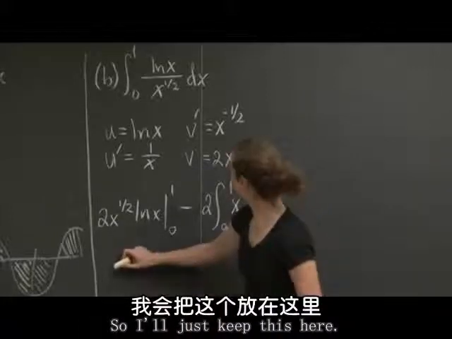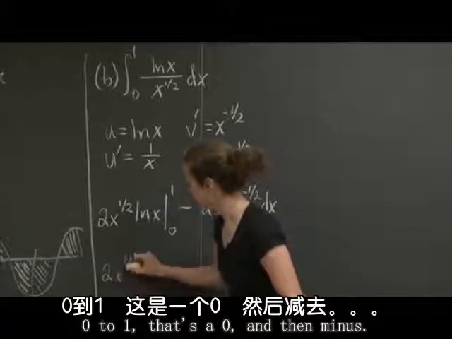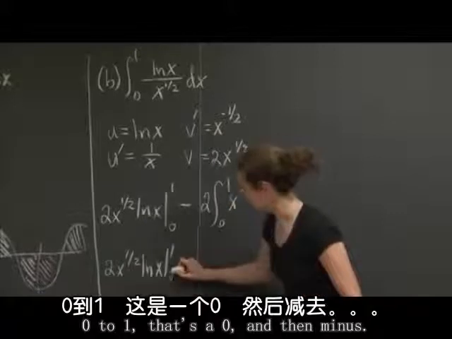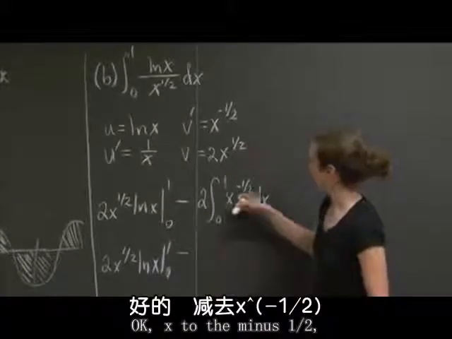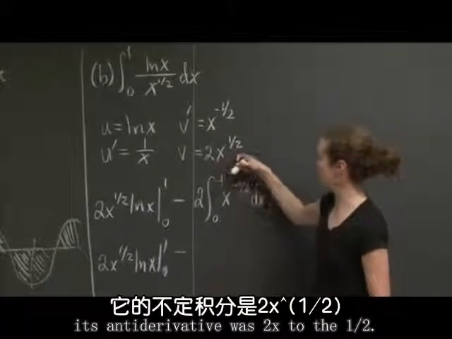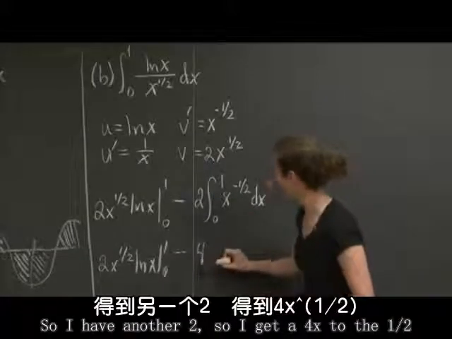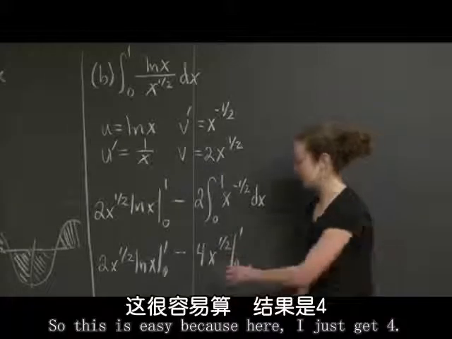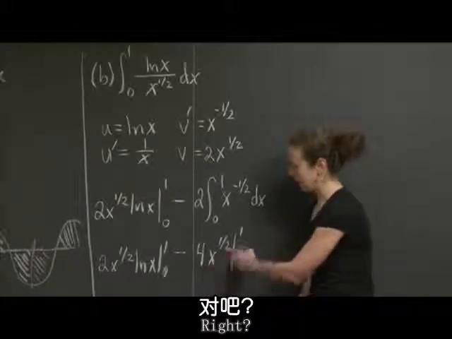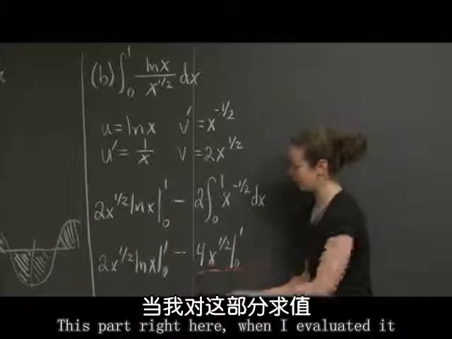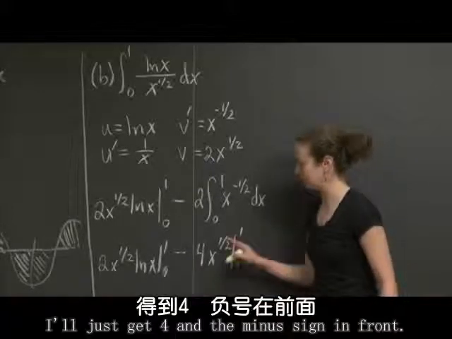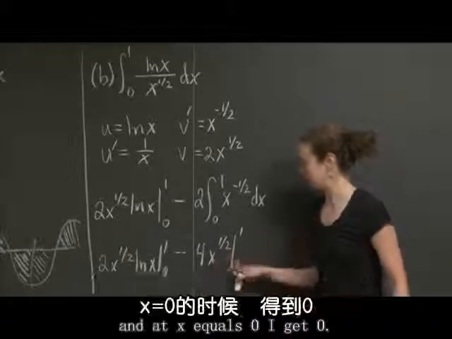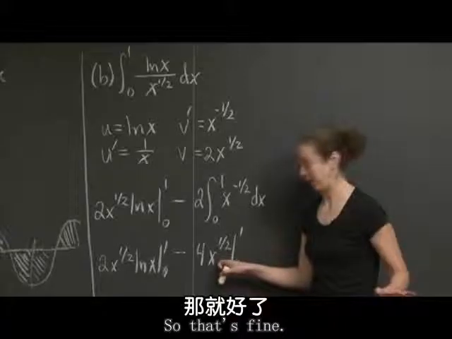So I'll just keep this here. 0 to 1, that's a 0. And then minus, okay, x to the minus 1/2's antiderivative was 2x to the 1/2, so I have another 2, so I get a 4 x to the 1/2 evaluated from 0 to 1. So this is easy, because here I just get 4, right? When I evaluate it, I'll just get 4 and the minus sign in front. So this part is just negative 4, because at x equals 1, I get 1, and at x equals 0, I get 0. So that's fine.